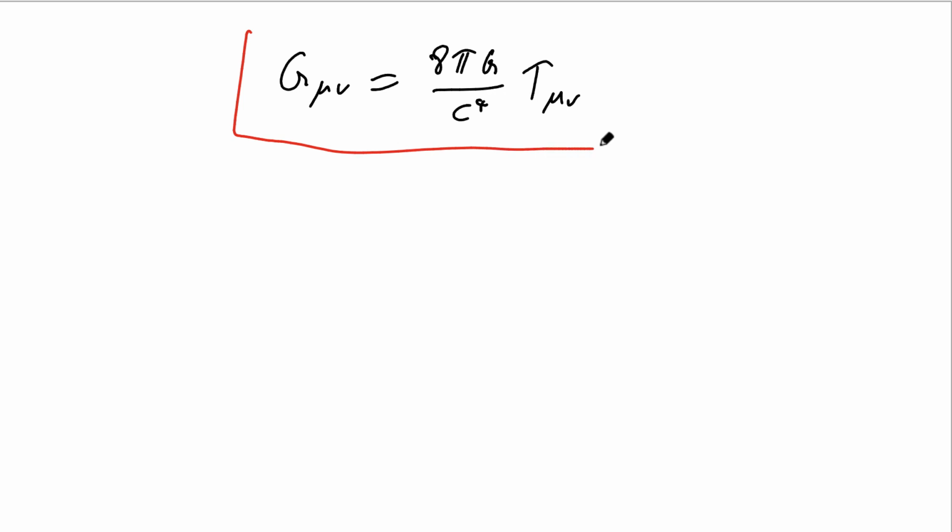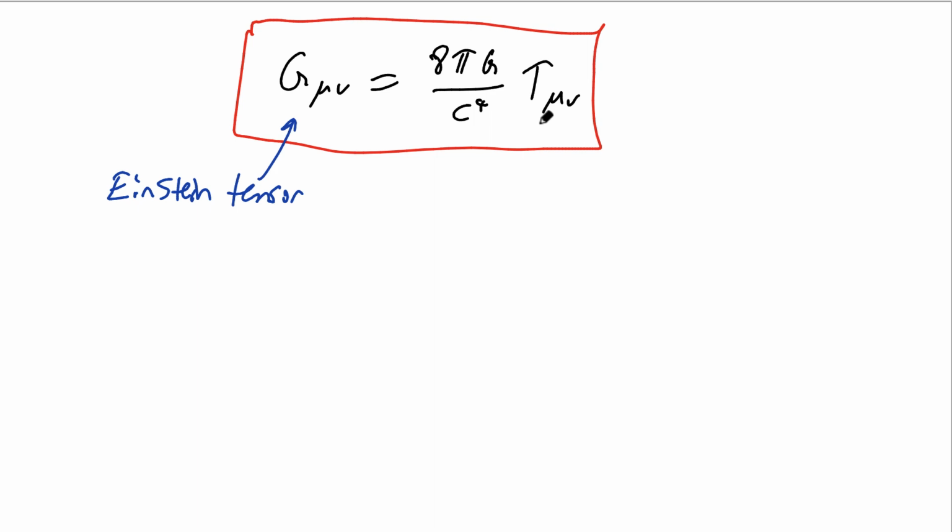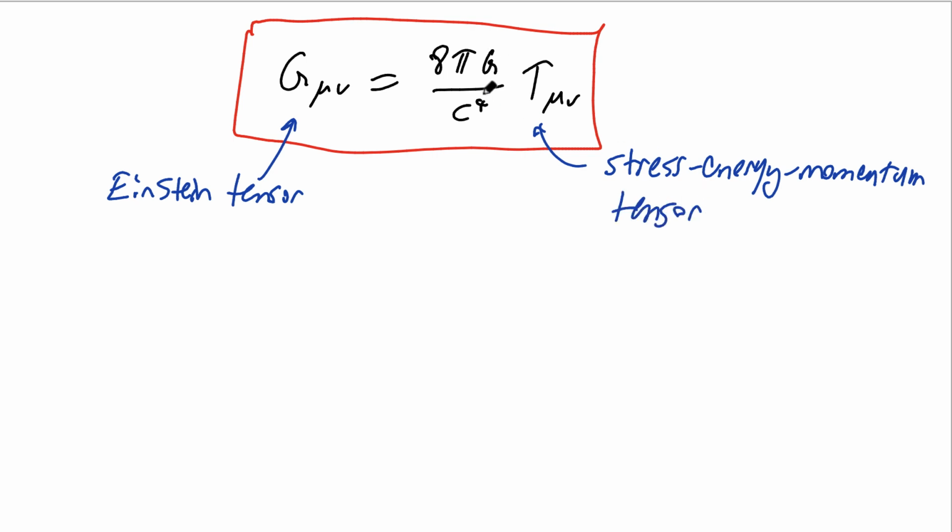In the last lecture, I introduced the Einstein equation, G_μν equals 8πG over c to the fourth T_μν. On the left-hand side, we have the Einstein tensor. And on the right-hand side, we have the stress energy momentum tensor. And G is, of course, Newton's constant, and c is the speed of light.